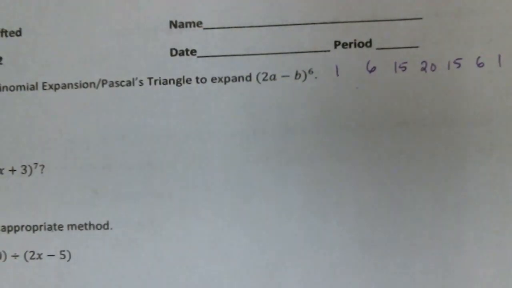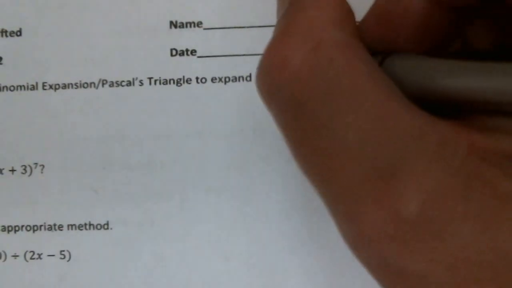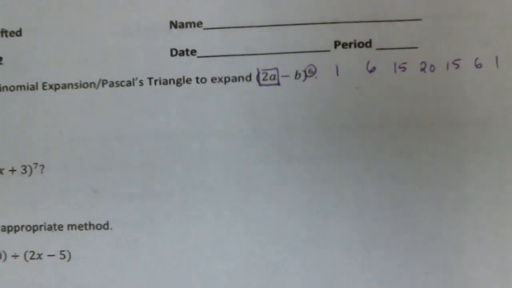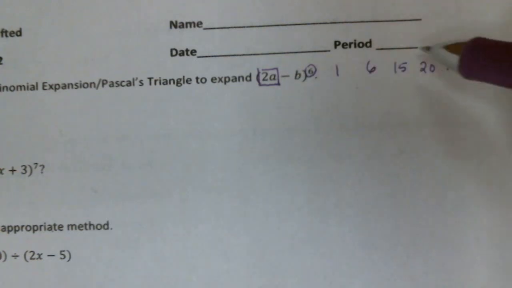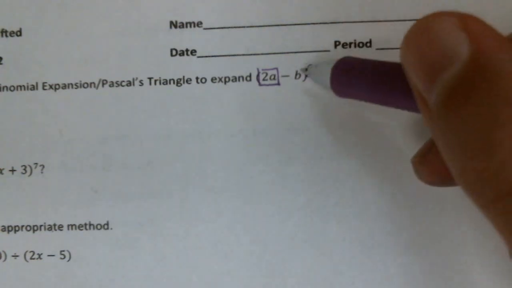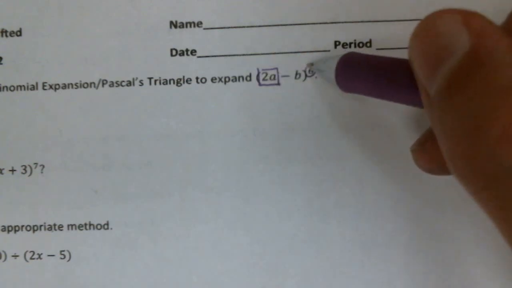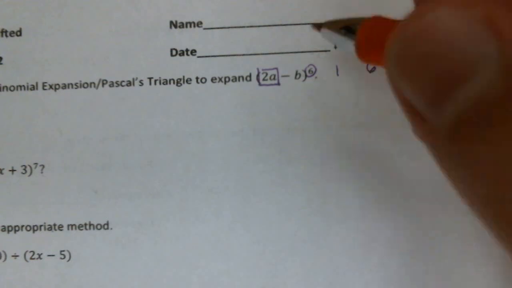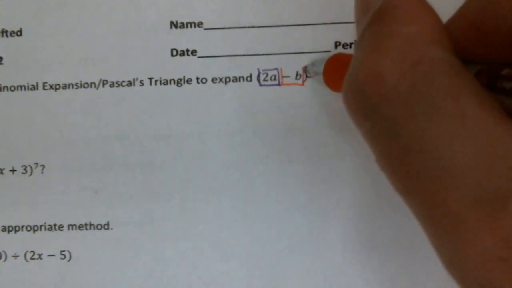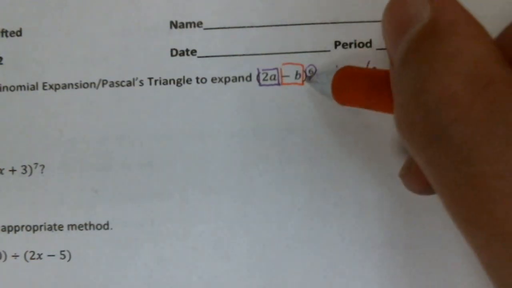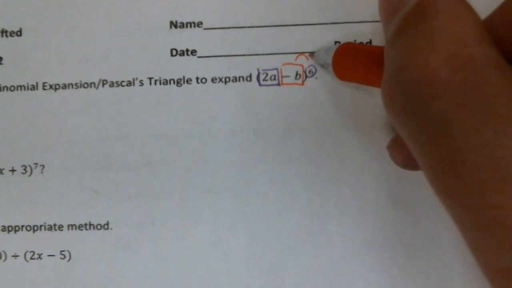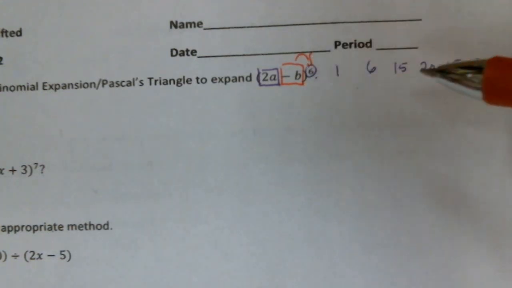To refresh your memory, we're going to take the first term and raise it to that power, and then with every subsequent term down the expansion, this number will decrease: 2a to the 5th and then 2a to the 4th. Conversely, for the other term, we're going to go backwards. We start off raising it to the 0 power, and eventually count up to the 6th power.